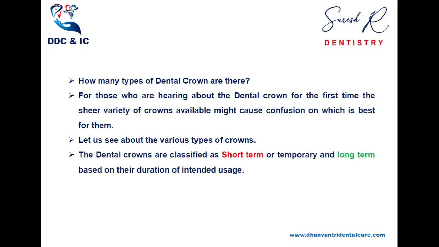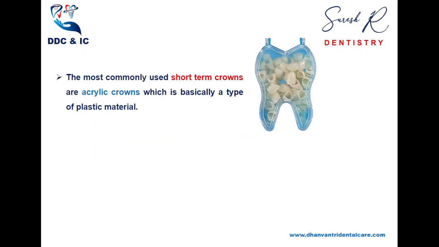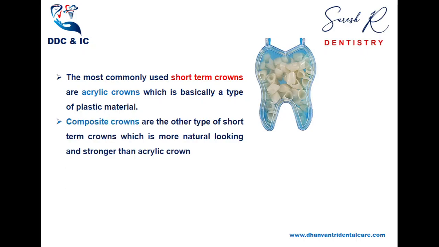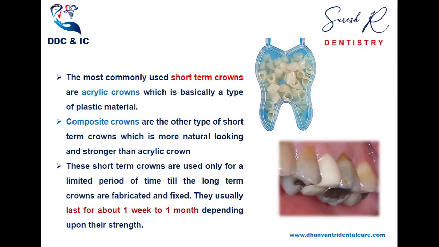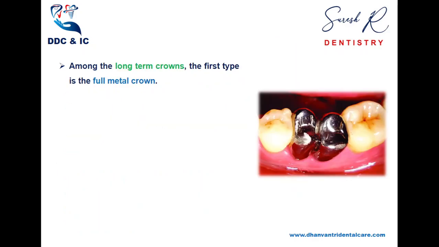The dental crowns can be classified as short-term or temporary crowns and long-term crowns based upon their duration of intended usage. The most commonly used short-term crowns are the acrylic crowns, which is basically a type of plastic material. Composite crowns are the other type of short-term crowns, which is more natural looking and stronger than the acrylic crown. These short-term crowns are used only for a limited period of time till the long-term crowns are fabricated and fixed. They usually last for about 1 week to 1 month depending upon their strength.